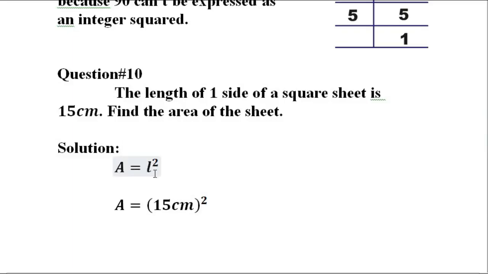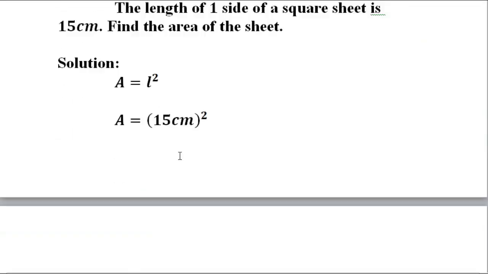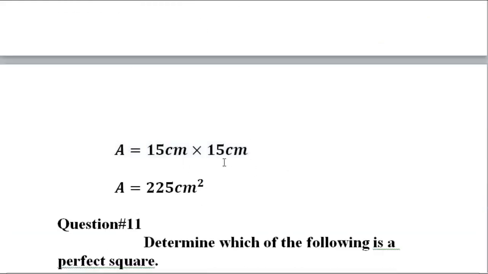So our first step is the area of the square: A is equal to the square of the length, L squared. In the second step, I will substitute the length as 15 centimeters into the formula. The square of 15 is 15 times 15, which gives us 225 square centimeters, which is the required area of the square sheet.